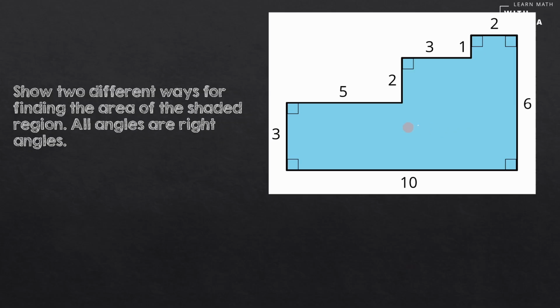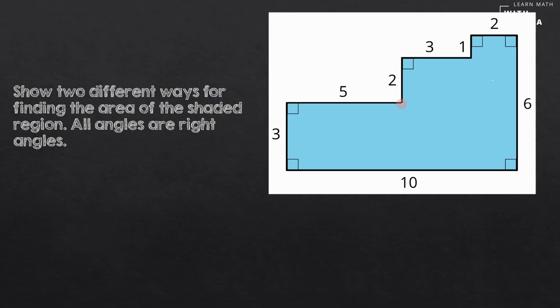We are also given this shape, and we are told to show 2 different ways for finding the area of the shaded region. We are told that all angles are right angles. The same way we did the other one, by seeing how we can draw out defined shapes that we can use to solve this. The first method is to redraw this into a defined shape.